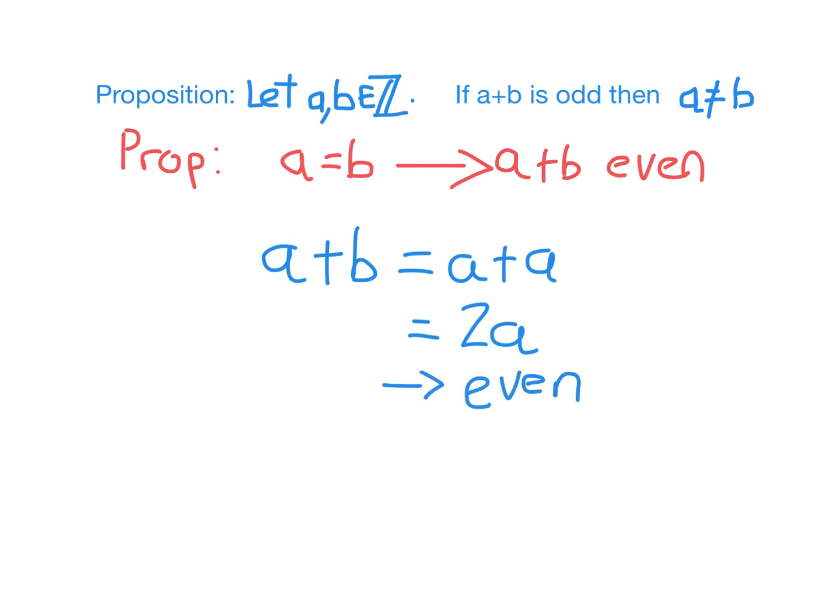I've got to be honest, the original proposition would not have been hard at all to prove, but look how easy it was to prove the contrapositive. Sometimes it's easier to prove the contrapositive. Now, because we've proved the red and because these two statements here are logically equivalent, we have proved our proposition.